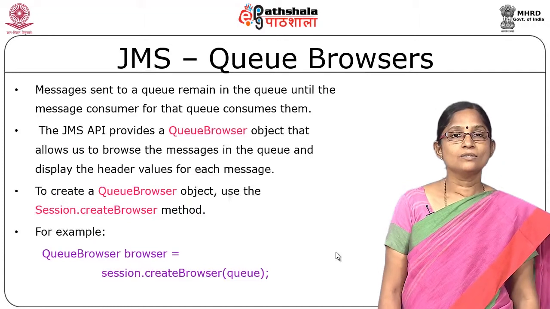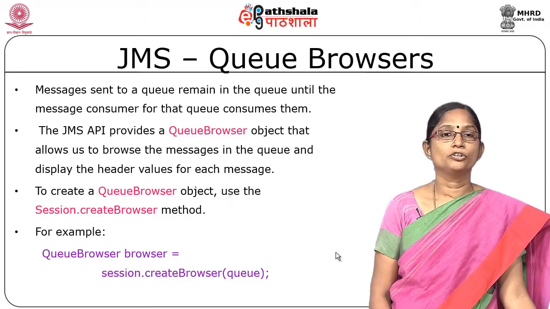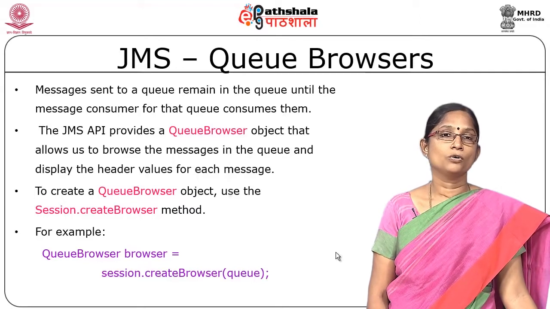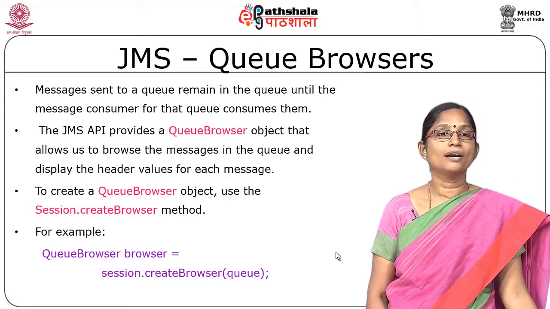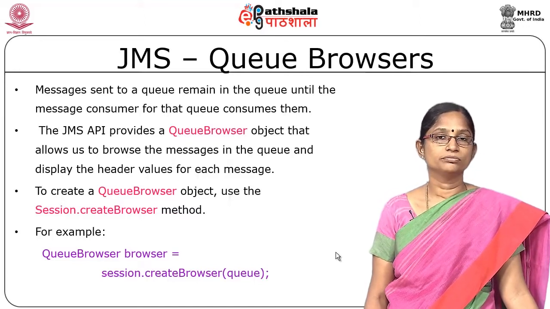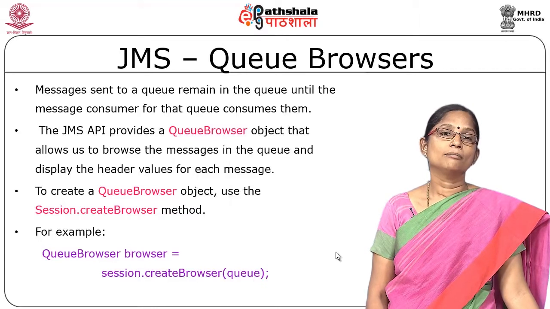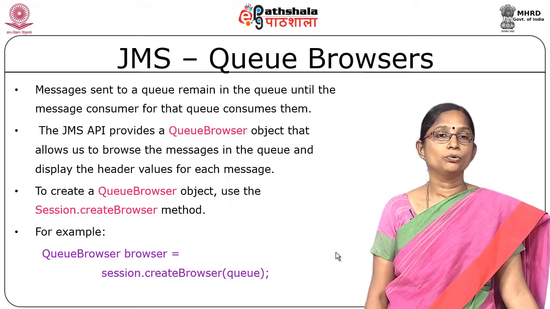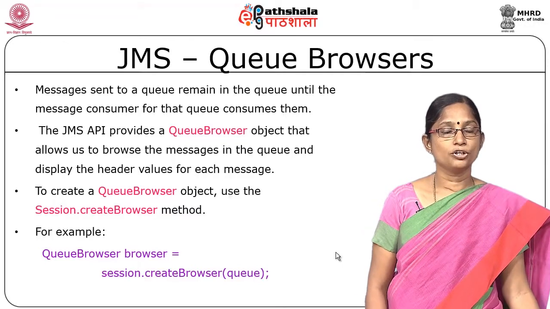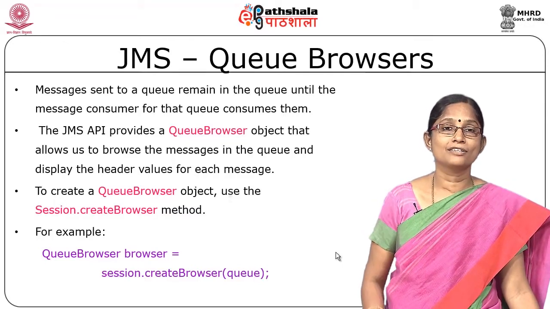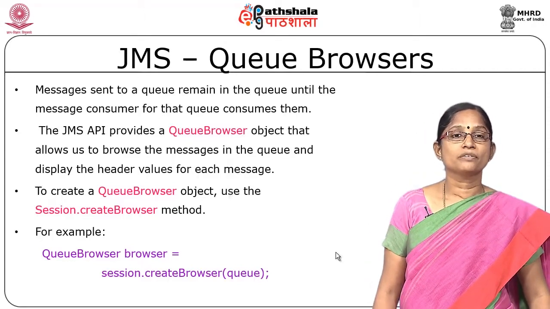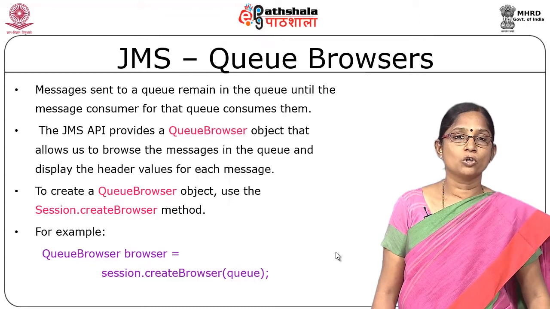Now, the last one of this programming model is going to be the queue browser. So, until this we have seen that the destination is going to make use of either queue or a topic. So, the messages sent to a queue remain in the queue. Let us assume that the destination makes use of the queue. In that case, messages sent to the queue remain in the queue until the consumer consumes the message from that queue. So, for that we can make use of the JMS API called queue browser object.